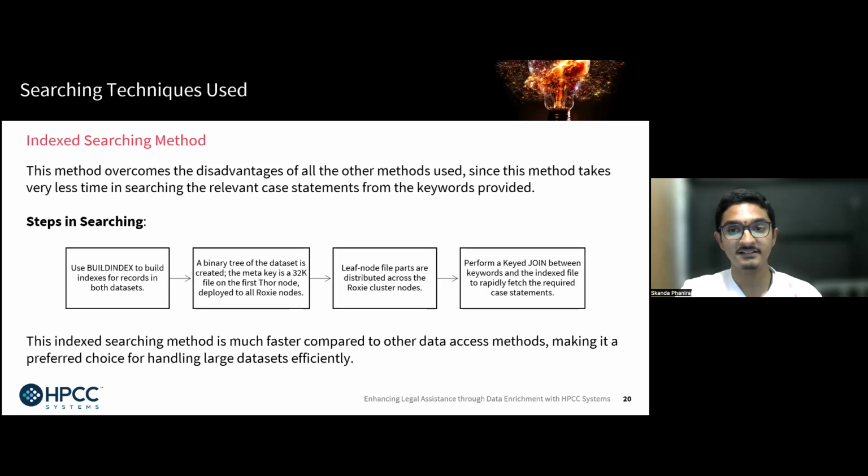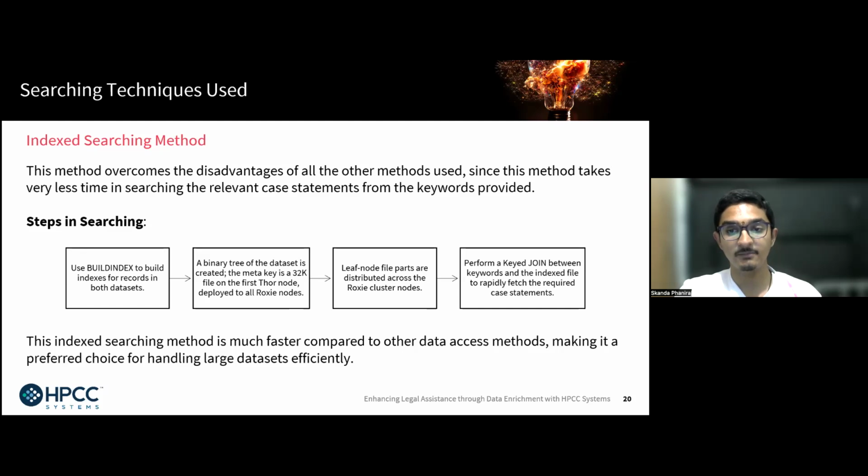Index searching is the current method which we are using, which overcomes the drawbacks of other methods, as it significantly reduces the time required to search for relevant case statements based on the provided keywords. The steps in searching are: we use build index to build the indexes for each record in both the datasets and use this index dataset in the key join function.